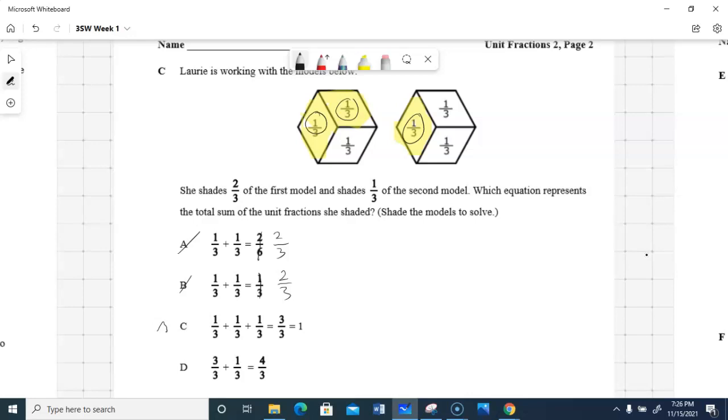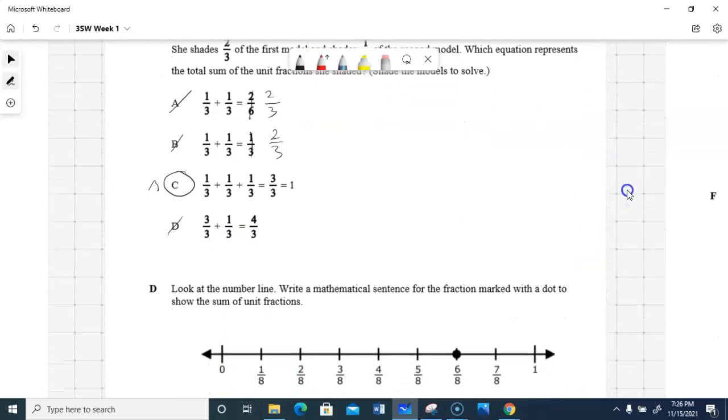D, it says 3/3 plus 1/3 equals 4/3. That is a true statement, but that does not represent what she shaded. So we can eliminate that one. The correct answer would be C. 1/3 plus 1/3 plus 1/3 equals 3/3 or 1/2. Look at D.